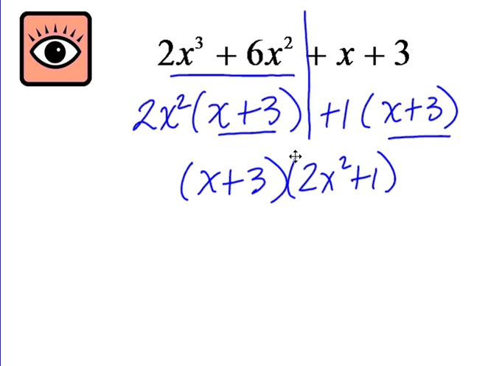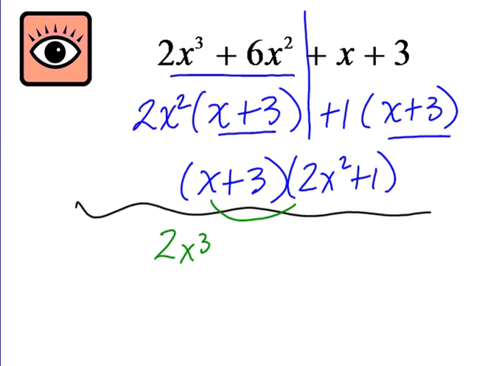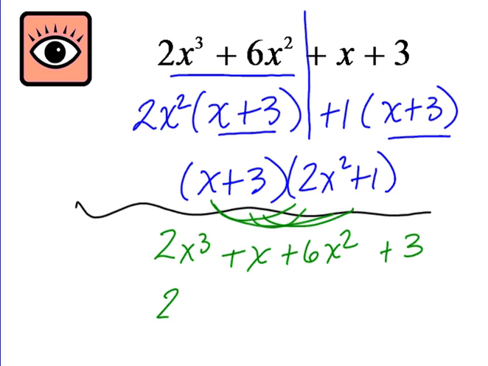And I'm going to prove to you that this works by taking this binomial and multiplying it out. So x times 2x is 2x to the third. x times 1 is x. 3 times 2x squared is 6x squared. And 3 times 1 is 3. If I put this in descending order, we can see that it proves that these are the binomials that factor for this polynomial. So these are the factors of that polynomial.